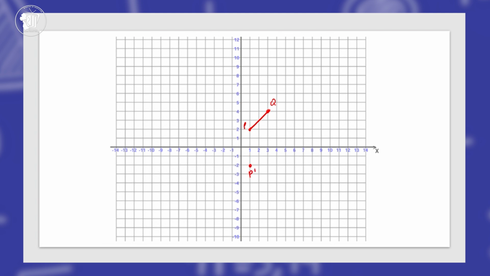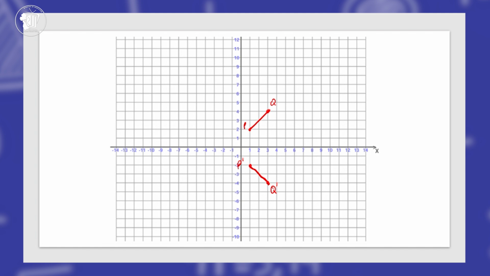Then we do the same thing for Q. We count 1, 2, 3, 4, and then we count out 1, 2, 3, 4. Here would be the point Q prime. And then we just connect the points P prime and Q prime, and that would give us the image of the line segment PQ.